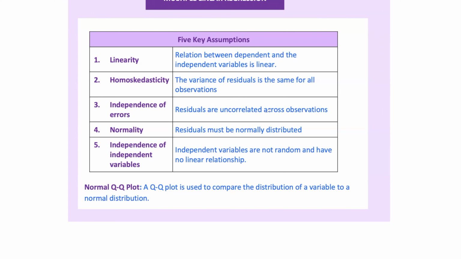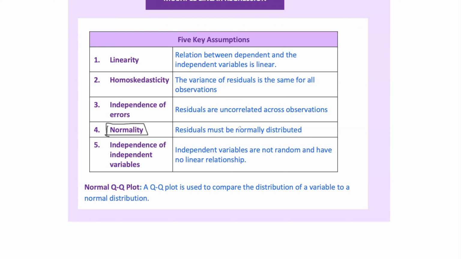Suppose you're analyzing monthly revenue for different branches of a company. If an economic event impacts one branch, it shouldn't automatically skew the results for another branch. Each branch's data should be independent to ensure that the errors remain uncorrelated.